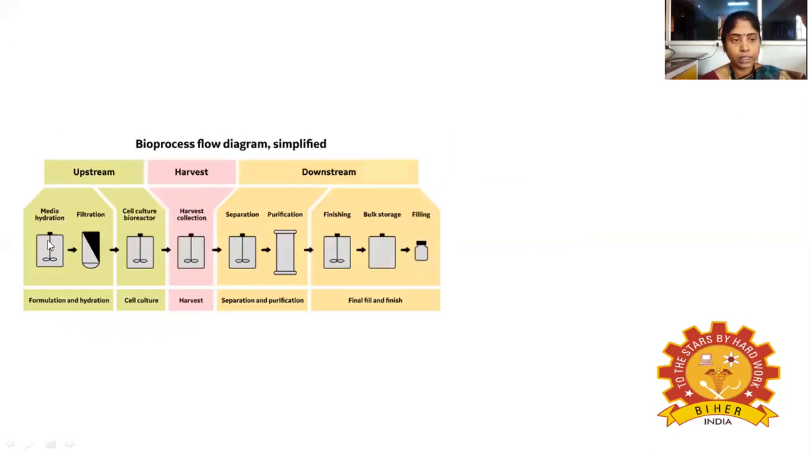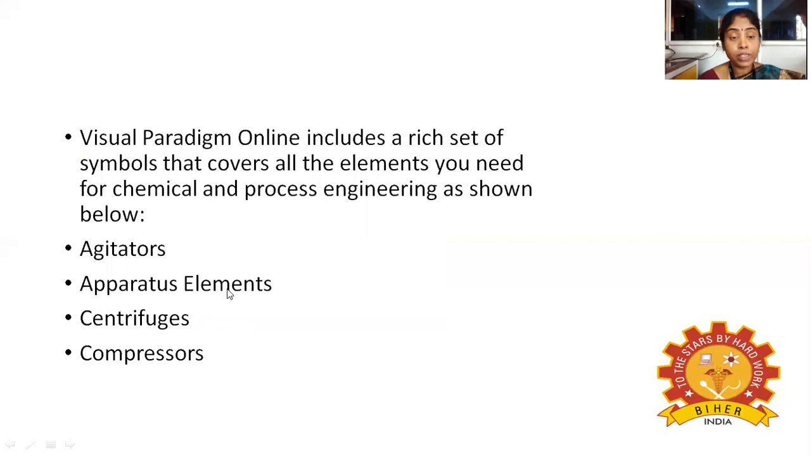This way, the agitator. This is a symbol. And for a filter, it will be shaded like this. And like that, we have a number of symbols for various unit operation equipment. That has been denoted for each and everything.